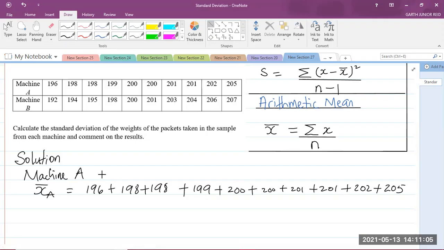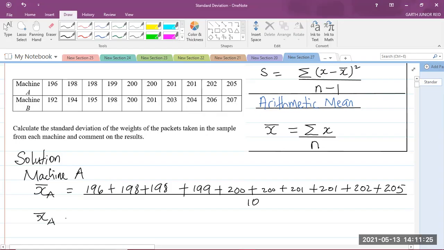And we're going to divide that by n. So n is the number of values that you have there in the first row. And that is 10 values. So we're dividing by 10. N is 10. So X bar, the arithmetic mean for machine A, is equal to, now if you sum all the values in the numerator, you're supposed to get 2,000, and I'm dividing by 10, that's n. And when you divide 2,000 by 10, you're supposed to get 200.